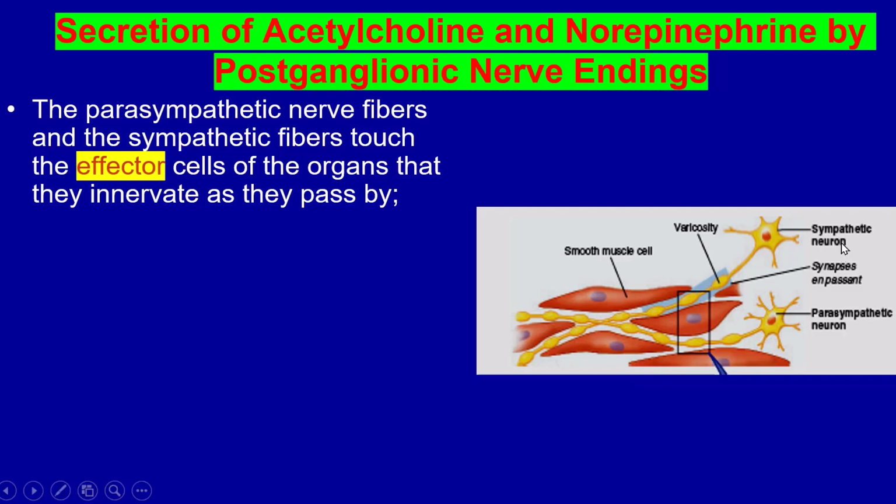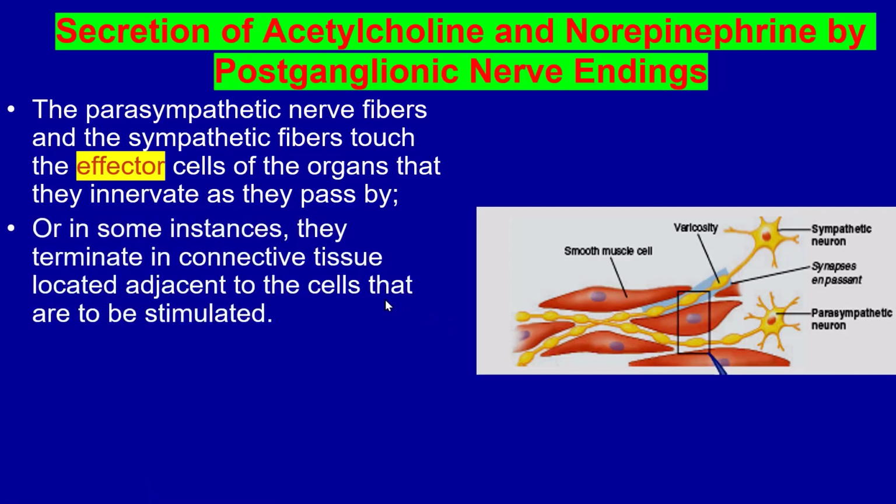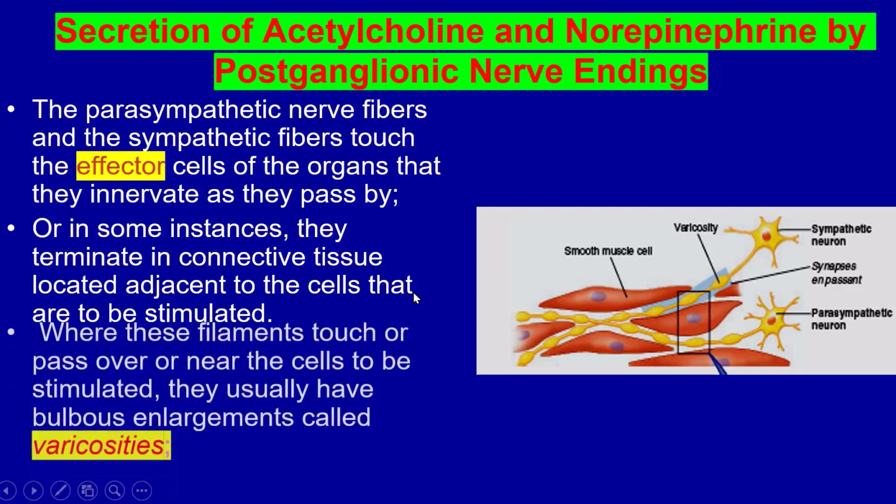Here you can see the sympathetic and the parasympathetic nerve fibers. When these fibers pass by the cells they innervate, they just touch the surface of these cells. Or in some instances, they terminate in connective tissue located adjacent to the cells that are to be stimulated. Some fibers terminate in this surrounding connective tissue and cause stimulation of that tissue.